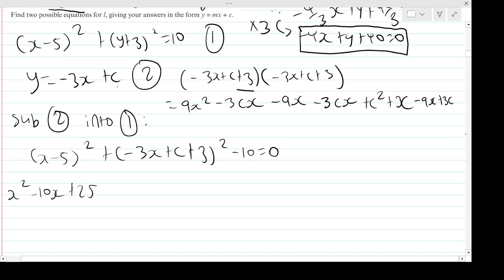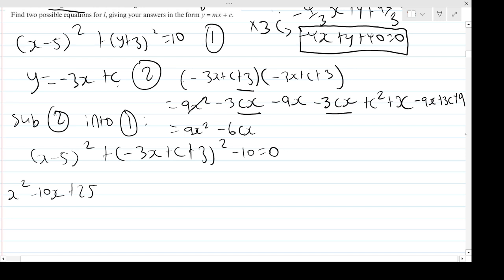And then 3 times 3 is plus 9. I have to squeeze it in there. And then we can simplify it, so let's collect all the like terms. First is the x squared term, which was 9x squared. Then collect the cx term, so minus 3cx, and then another minus 3cx is minus 6cx.